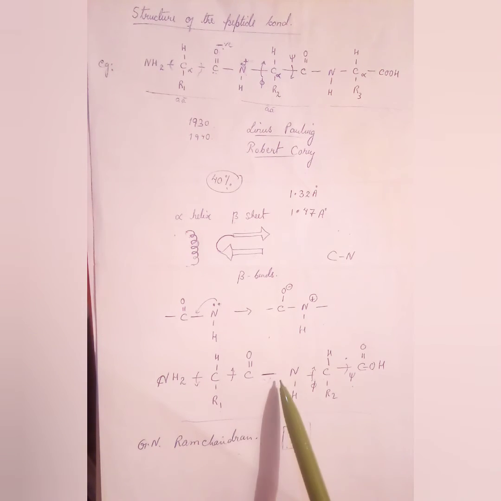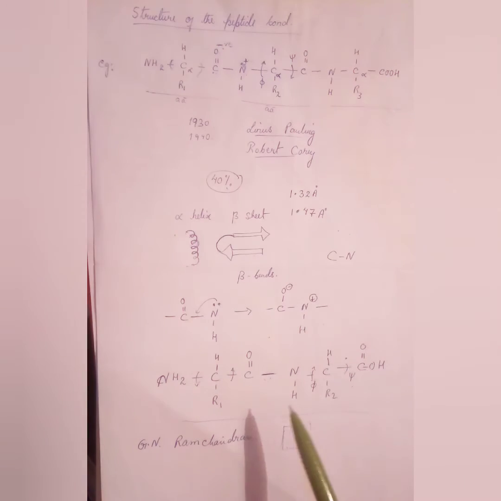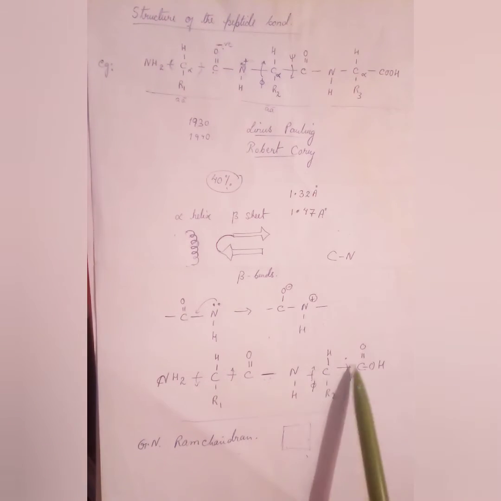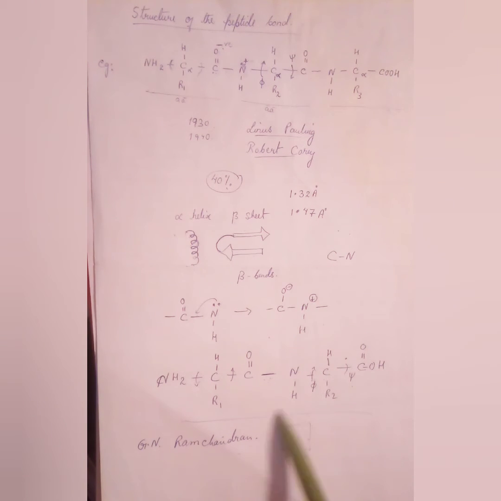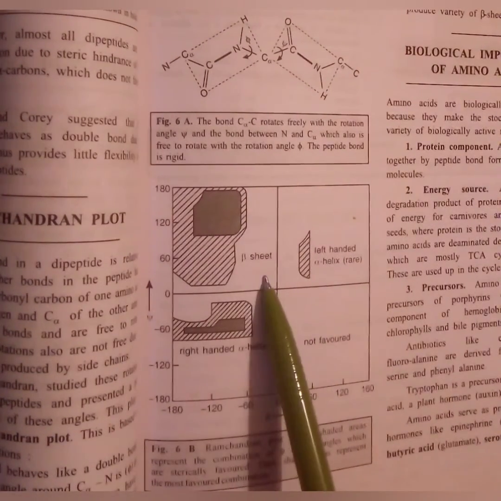He studied these bond angles involving the dipeptides, and based on the rotation of these angles, he presented a plot, and that plot is therefore referred to as a Ramachandran plot. This plot is based on many assumptions given by him. So let us take a look at the plot given by Ramachandran. Now you can see here, this is the plot given by him.